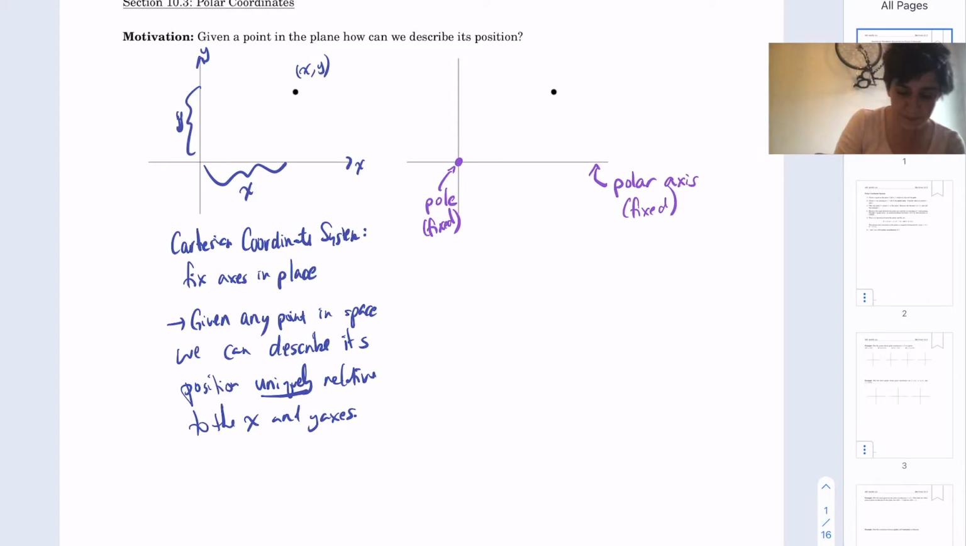How do we do that? Well, there is some distance this point is away from our pole. We're going to call that r. And the ray that is made between the pole and our point makes an angle with the polar axis. And that is our polar coordinate of this point. This is our polar coordinate system.